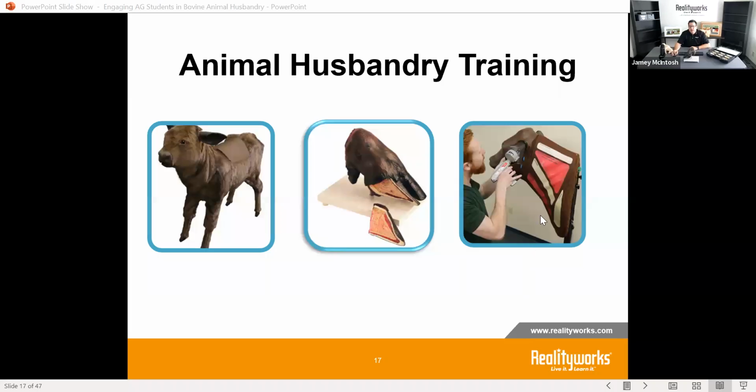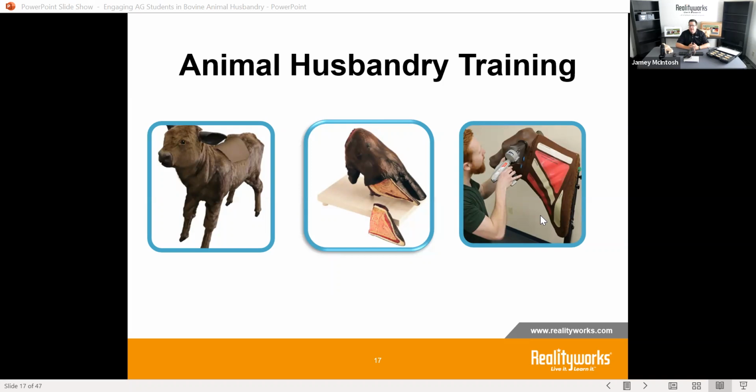We also have our bovine injection simulator, allowing students to do things like ear tagging, hormone implants, different types of injections, and also blood draws. All of this allows you and your students to practice over and over and over again and get a good understanding of what they need to do before they actually do the real thing. They have the practice, the understanding, the landmarks, all that information before they would actually do the real thing.